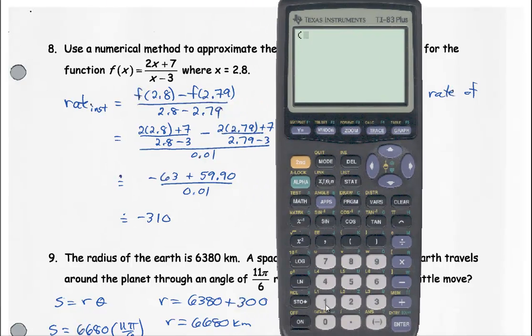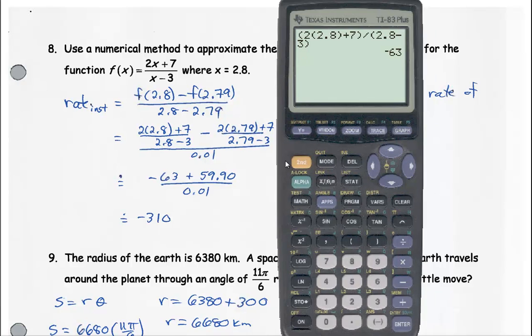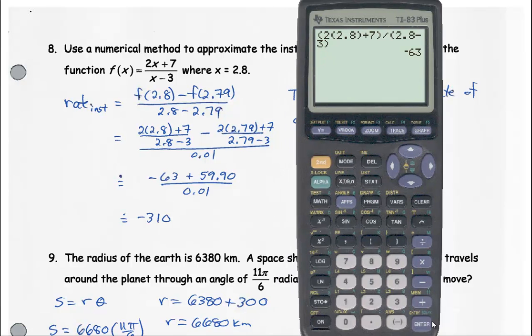we would have to type in 2 times, and I'll do the 2.8 one first, plus 7, bracket, divided by, and in brackets, x minus 3, so 2.8 minus 3. Close bracket. So that's this calculation here. That's where the negative 63 comes from. And of course, to do the 2.79 is fairly easy here. We just bring that up, and go 2, and then insert a 9. And similar on the end here.